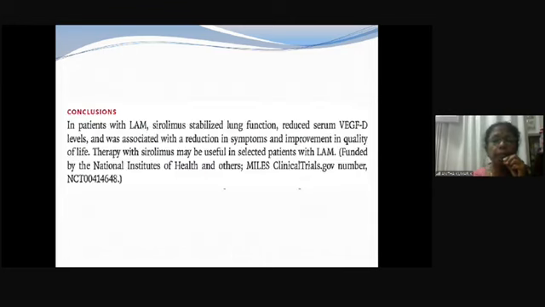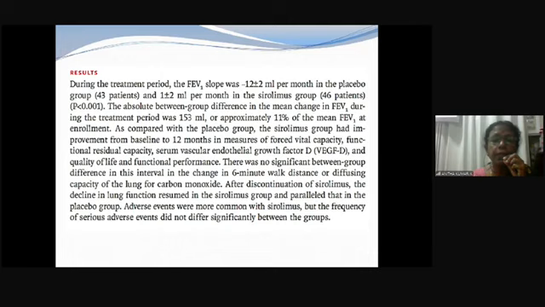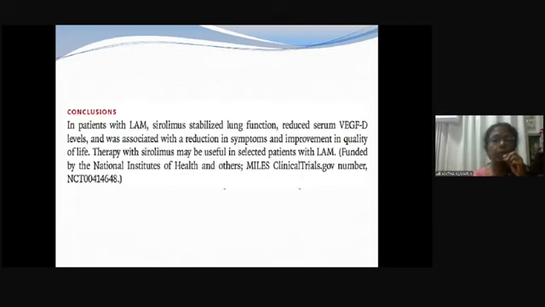As compared with placebo, the sirolimus group had improvement from baseline in measures of forced vital capacity, functional residual capacity, serum vascular endothelial growth factor, and quality of life and functional performance. So it was concluded that in patients with LAM, sirolimus stabilized lung function, reduced VEGF-D levels, and was associated with a reduction in symptoms and improvement in quality of life. So sirolimus may be useful in selected patients with LAM. That is the conclusion.